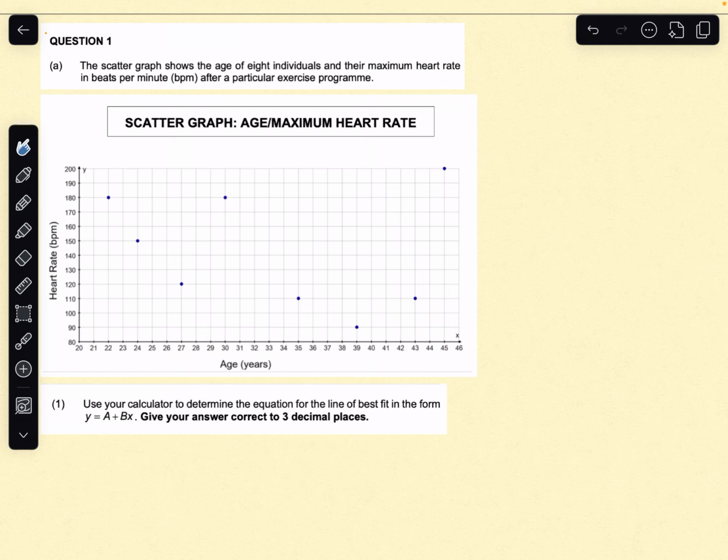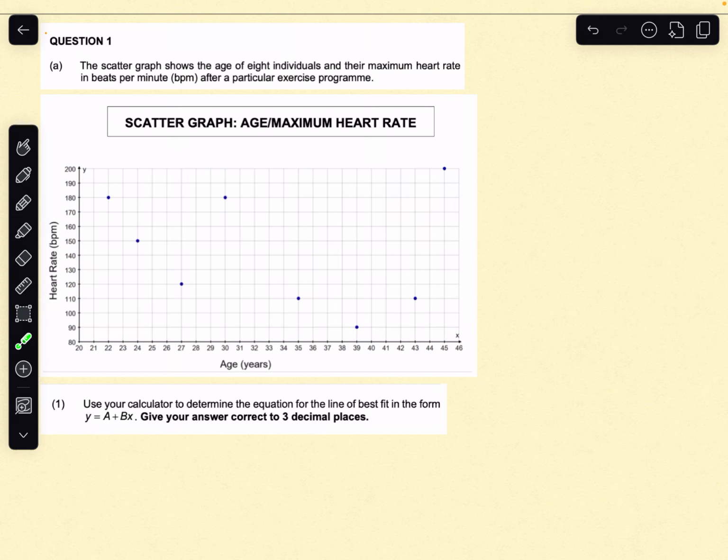The scatter graph shows the age of 8 individuals and their maximum heart rate in beats per minute after a particular exercise program. For example, we have this point here, which is a 22-year-old whose heart rate went all the way up to 180 beats per minute. This is a 39-year-old whose maximum heart rate just went to 90, and here a 45-year-old whose heart rate went all the way up to 200. So that's what this data means.